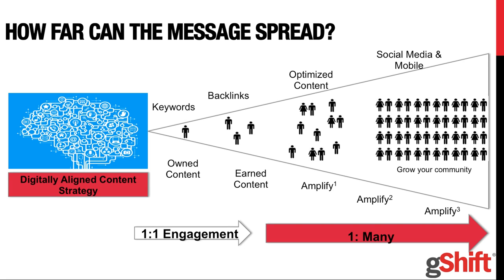So how far can a message spread? That's what social signals are all about, having a digitally aligned content strategy, which includes keywords, backlinks, optimized content, and social media and mobile, and then putting out owned content, earned content, and then amplifying it through engaging with influencers in your industry, can quickly allow that single owned content to grow, multiply, and amplify into a whole new community very, very quickly. So it goes from a one-to-one engagement to a one-to-many.